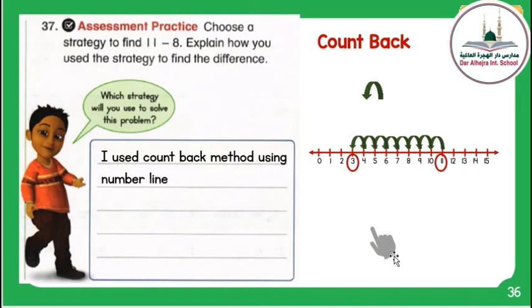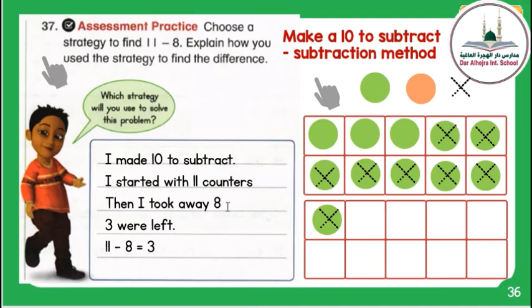So here you can see strategies we have already discussed, that we can count back method. When we are using a count back method, we start with a greater number. We jump on the smaller number, which tells us the number of jumps. So we will make number of jumps 8, and we will see where we have reached, and that is the answer. And here we have got the answer 3. And again we have to explain I use the count back method using the number line, or even you can write I use count back method. Let's see what other methods we can use.